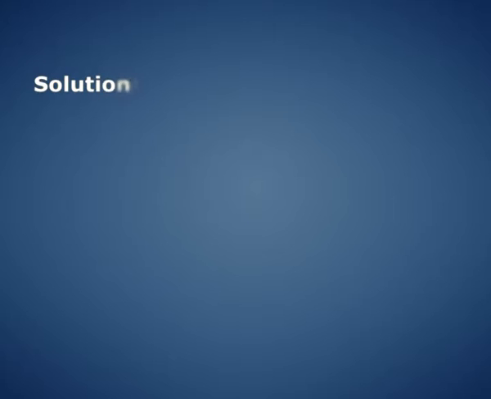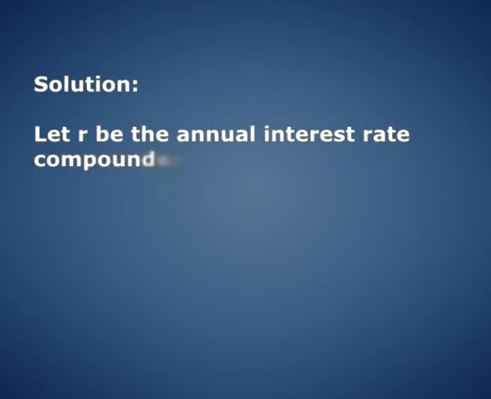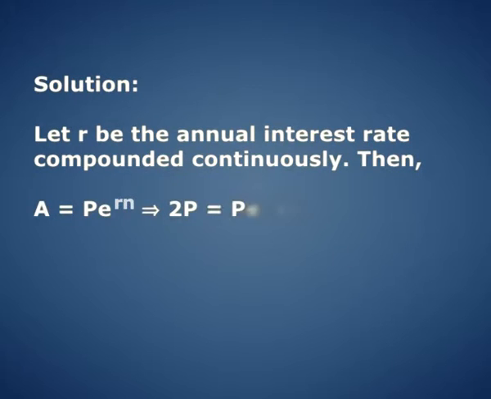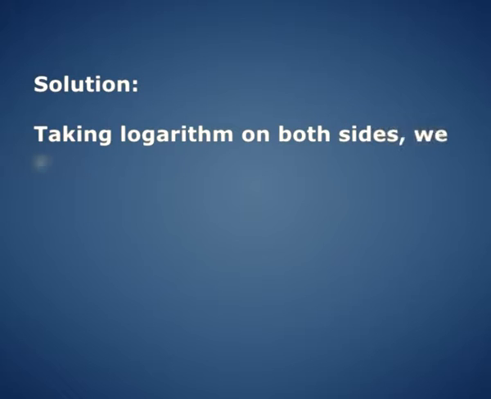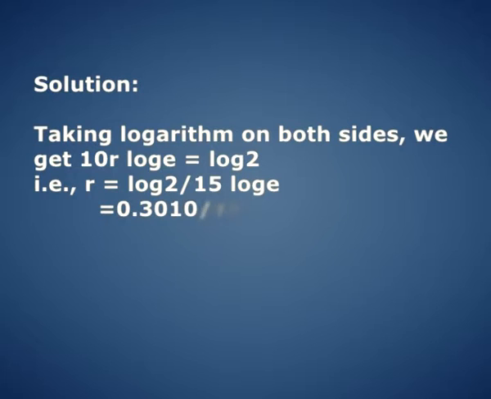Let's see the solution. Let small r be the annual interest rate compounded continuously. Then the amount A is equal to P into e to the power rn, so that is 2P is equal to P e to the power r into 15, or e to the power 15r is equal to 2. Now taking logarithm on both sides, we get 15r log of e equals log of 2. So r is equal to log of 2 divided by 15 log of e.